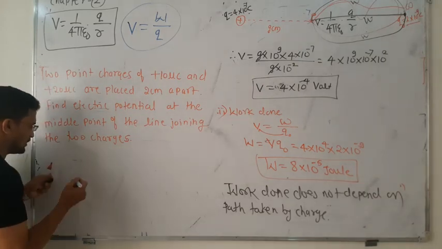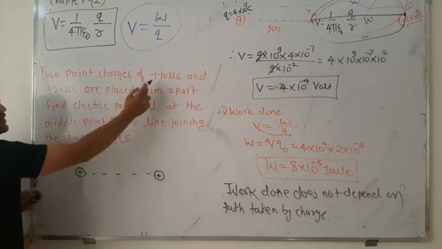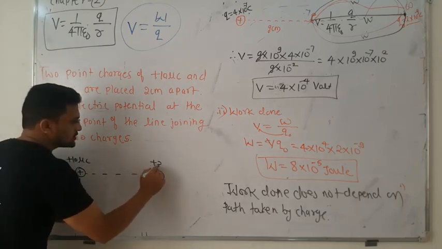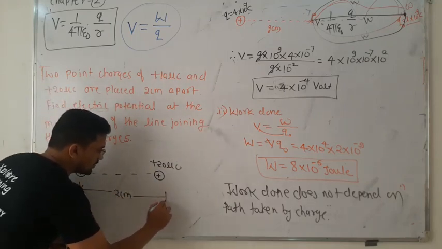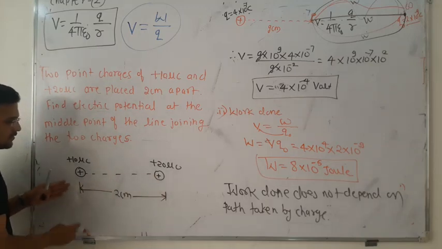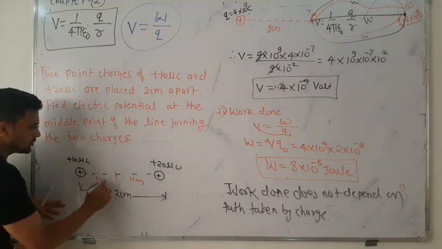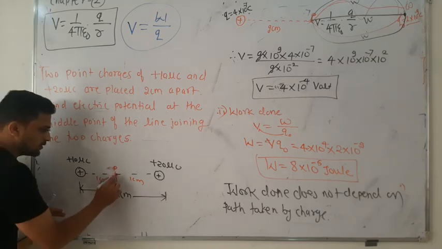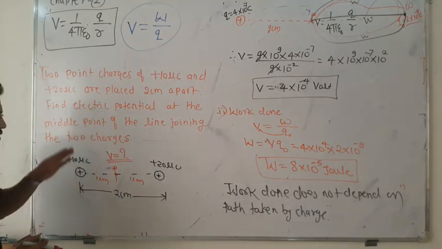I will draw the diagram itself. There is one charge and there is another charge, both are positive, plus 10 microcoulomb and plus 20 microcoulomb, and the distance between them is 2 centimeter. Your job is to find out the potential at the center of the line joining the two charges, that is 1 centimeter to this side and 1 centimeter to this side. The point P will be somewhere here. At this point you have to find out the total potential. Solve this step by step.